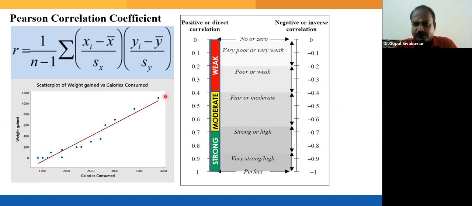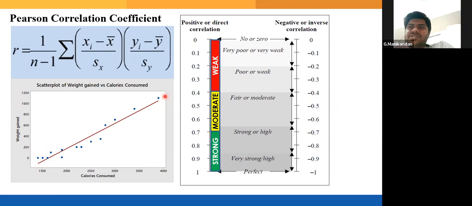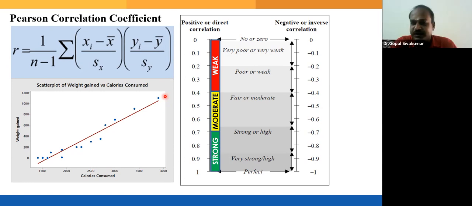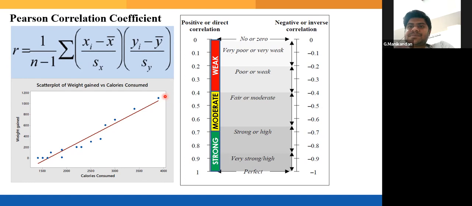Now looking at the graph, use your eyes and tell me whether the relationship is positive or negative. And also tell me whether the relationship is strong or moderate or weak. Come on, go ahead, please. The relation is strong. Very good. Then positive. Beautiful. Yeah, all of you are able to judge correctly now.